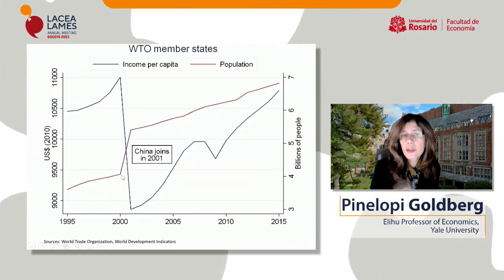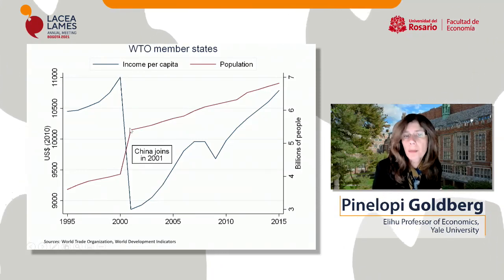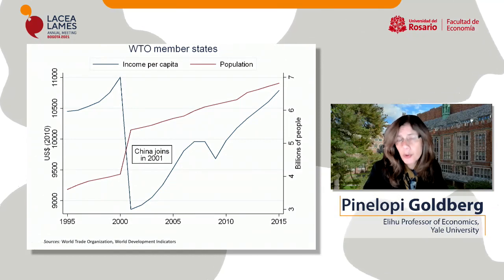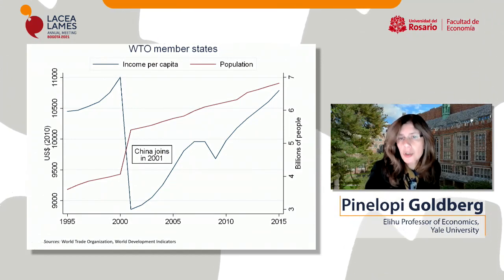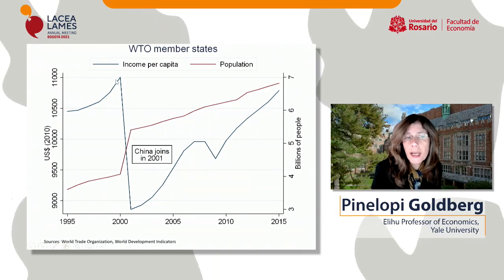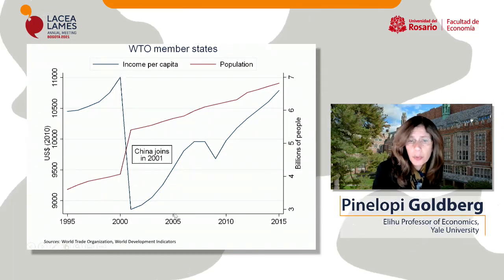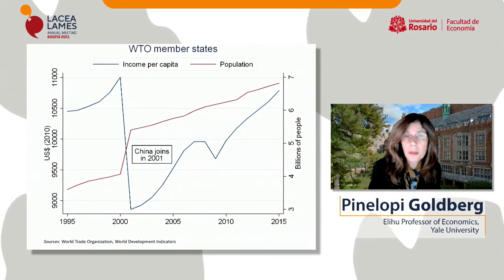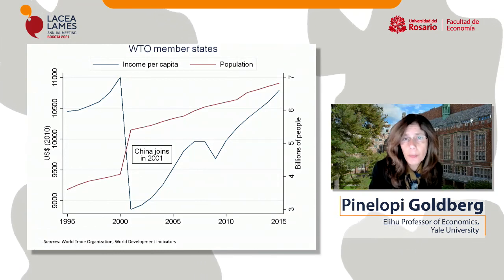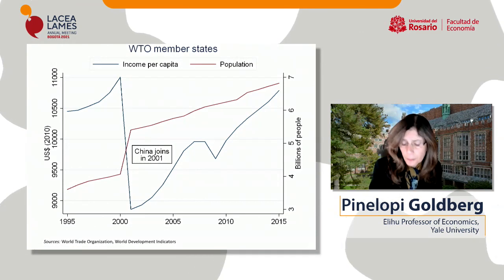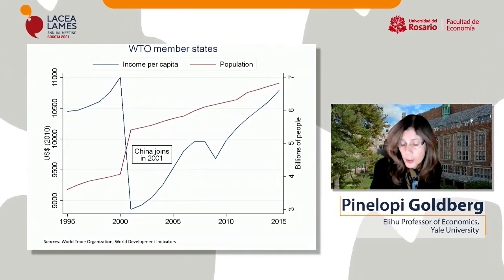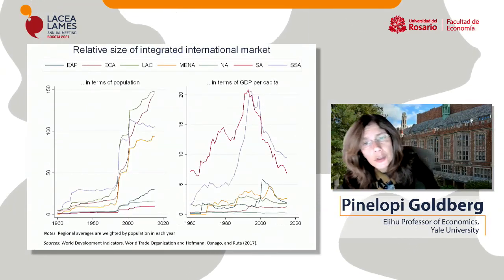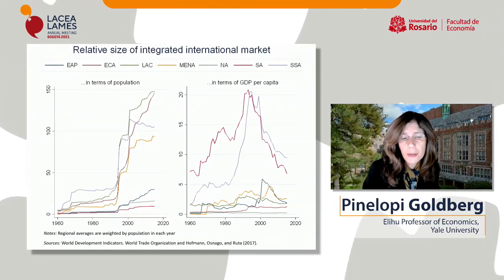Then in 2001, China enters, and you have a huge jump because the population of China is very large. Effectively, this means the WTO member states get access to a much larger market through China. But look at what happens to the income per capita. In the same year, the income per capita goes down, because the per capita income in China is lower than that of other WTO member states. These two measures can go in very different directions, and the most striking case is China. You can produce these measures for every region, which we've done in this graph.